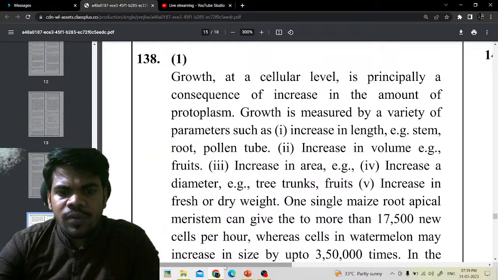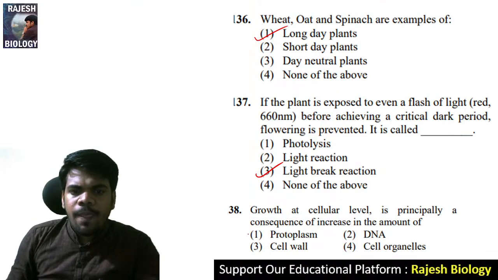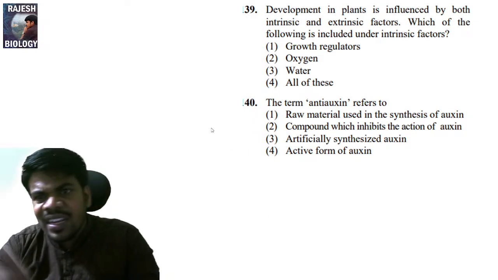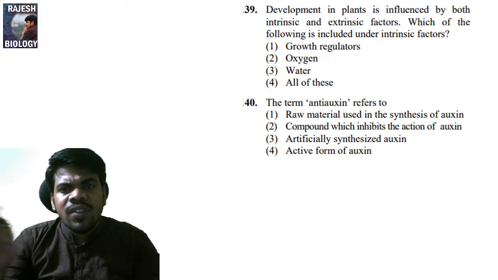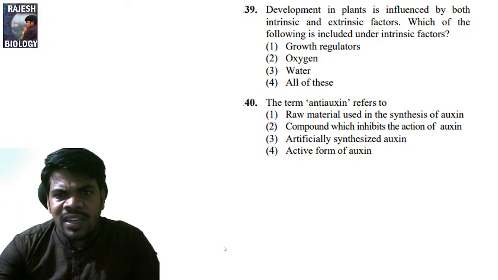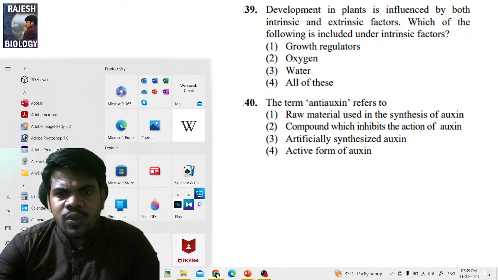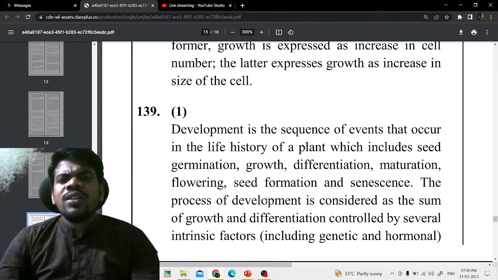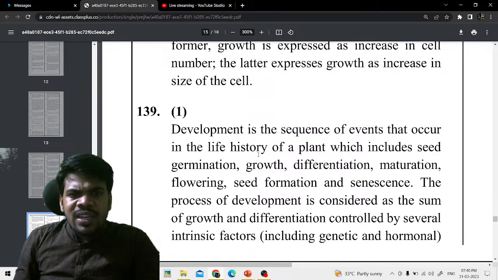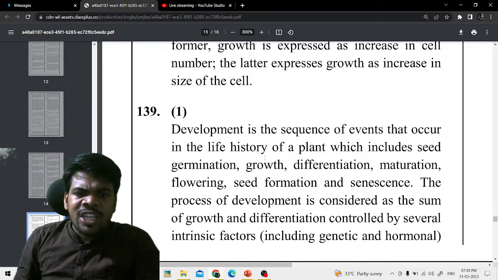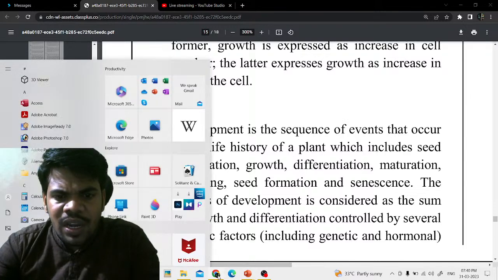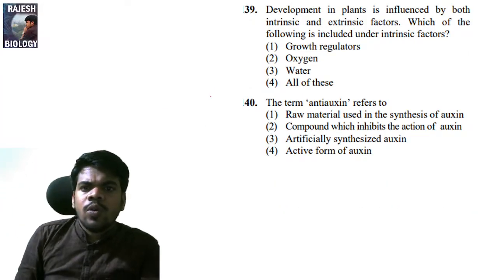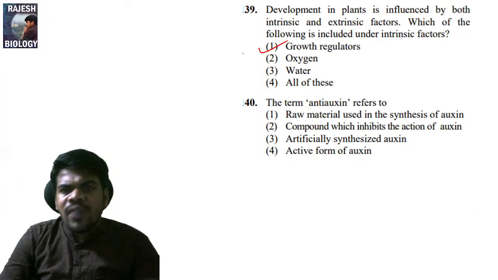So 38-1, perfect. 39th question. Development in plants is influenced by both intrinsic and extrinsic factors. Which of the following is included under intrinsic factors? So these are the intrinsic factors. Development is a sequence of events that occur in the life history of a plant, which includes seed germination, growth, differentiation, maturation, and everything. So growth regulators are the intrinsic factors.